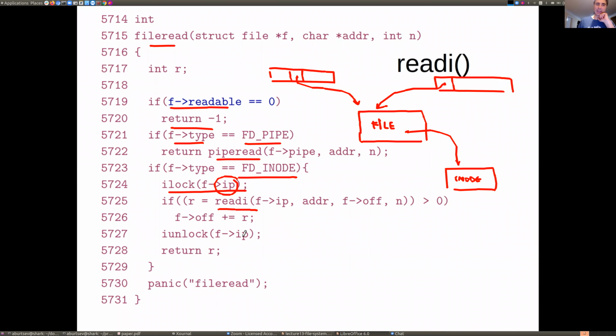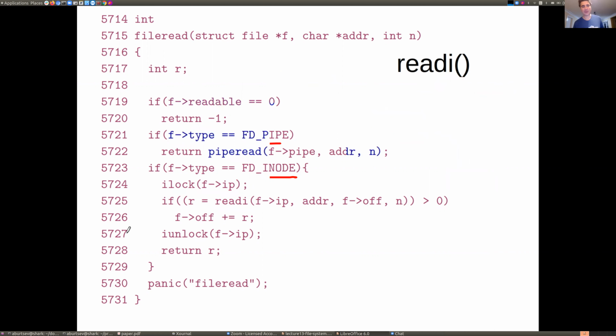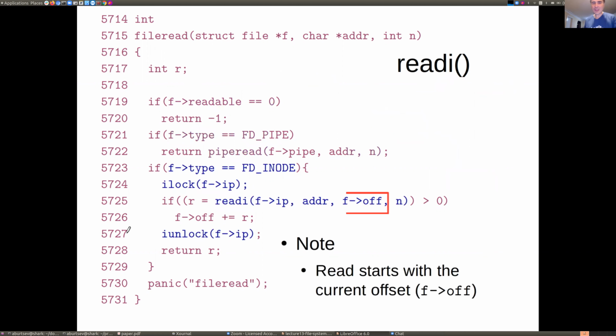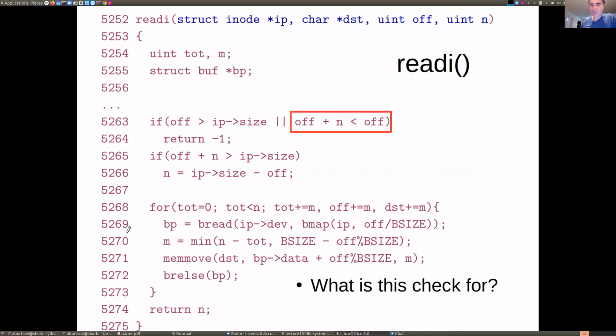Agree? Here we said, okay, reading of an inode requires atomicity, because if another process is concurrently modifying the inode, then your read might be inconsistent, right? So that's why you're acquiring this lock, ilock, in line 5724, and then you release it at 5727, right? Agree with this? Let's take a look at this readi function. You start reading from an offset here, and the address is the address of a buffer where you read it, right? So this is the read inode function.